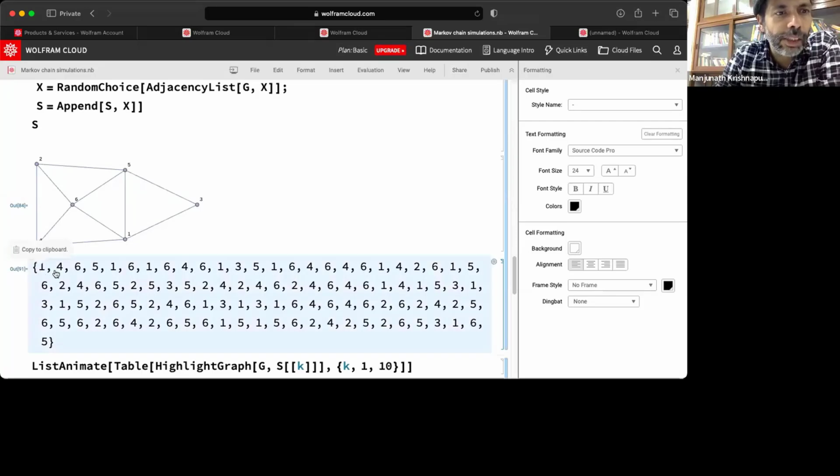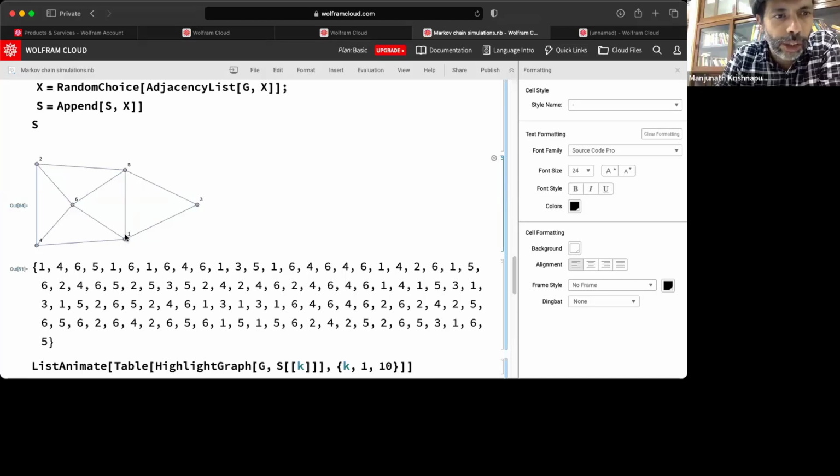And you see the sequence of steps. It started at 1, then it goes to 4, which is one adjacent vertex. Then it goes to 6. From 4, it had 3 possibilities. It happened to choose 6. Then from 6, it went to 5. Then it came back to 1.